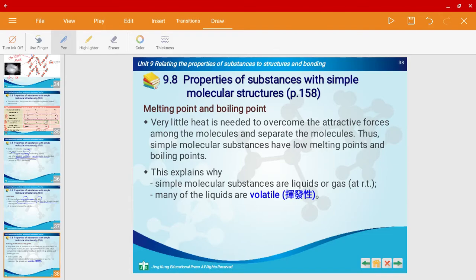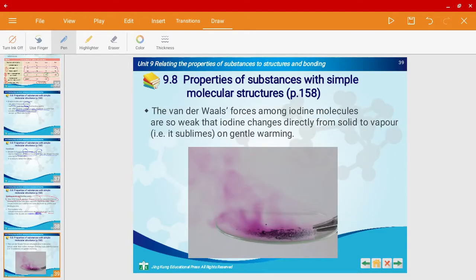Same reason as to why it has a low melting and boiling point. Due to the presence of the weak van der Waals force, a very small amount of heat is needed to overcome this weak attractive force. Hence most of the substances are liquids or gases at room temperature. Iodine is a solid at room temperature and pressure. However, when a small amount of heat is applied, it immediately becomes vapor, iodine vapor. And the reason is because of the weak van der Waals force.